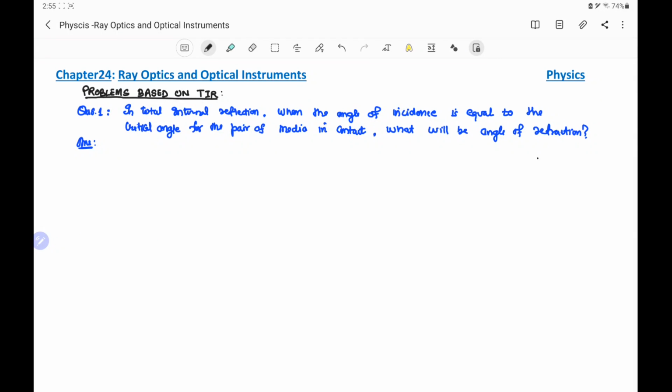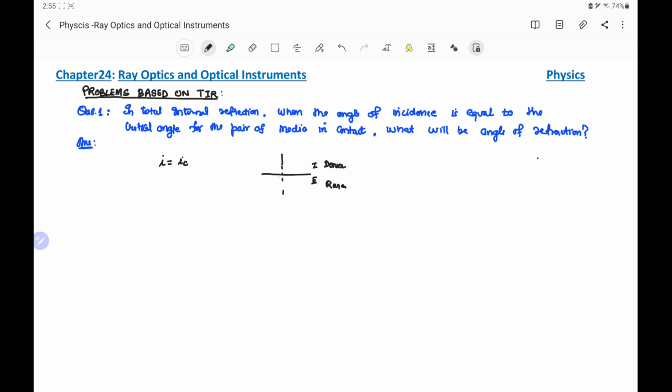Problems based on total internal reflection. First problem: in total internal reflection, when the angle of incidence is equal to the critical angle for the pair of media in contact, what will be the angle of refraction? That is, given angle of incidence equal to the critical angle, and we have already discussed for the two media 1 and 2, where 1 is the denser medium and 2 is the rarer medium.